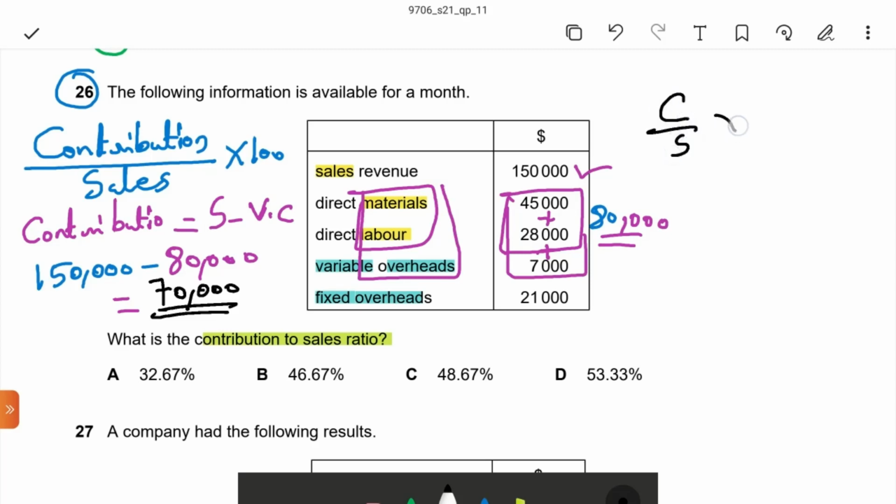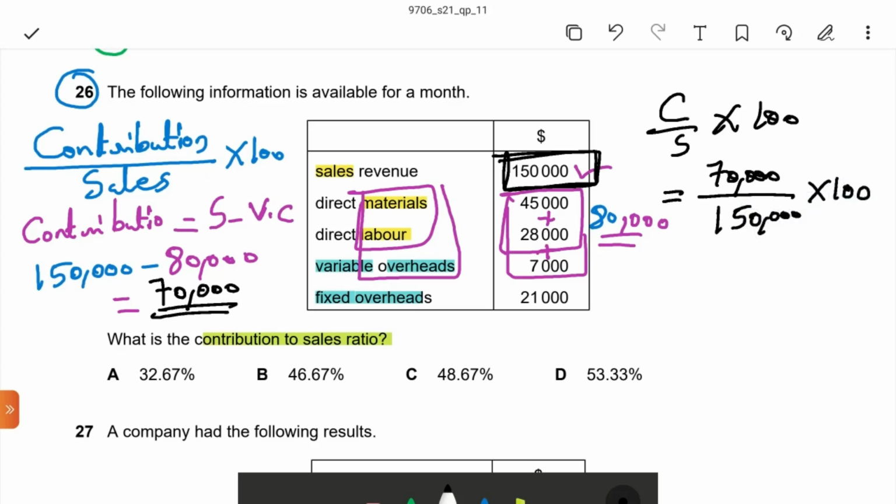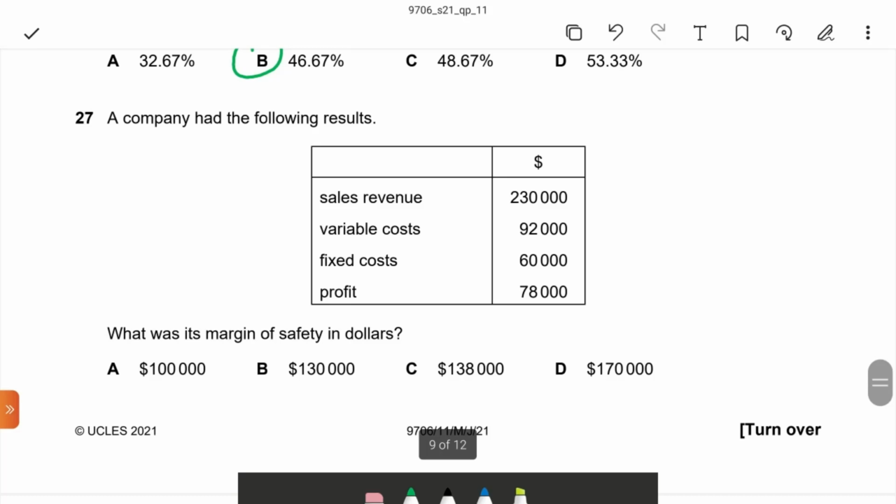C by S into 100 is equal to contribution, 70,000, divided by our sales, 150,000, into 100. What is the correct answer? 46.67%. So the correct answer is answer B. Next, 27.